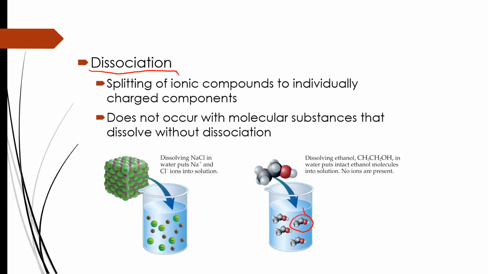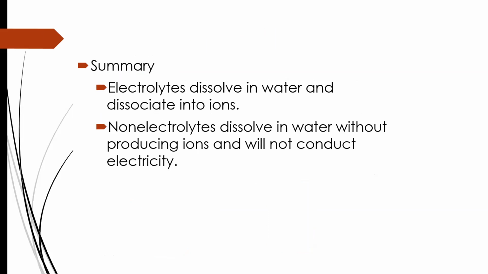And so that's the difference between using the term dissolving and dissociating. All materials can dissolve. Only ionic compounds can dissociate because they are turning into their ions. So dissociating means that you're forming ions. Our electrolytes all dissolve in water and dissociate into ions. Non-electrolytes dissolve in water without producing ions and will not conduct electricity.